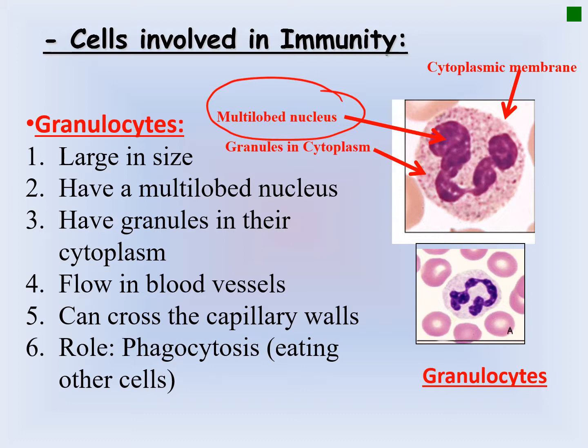Another type of cells involved in immunity are the granulocytes. Granulocytes have an important role in immunity. They have a multi-lobed nucleus and granules in the cytoplasm. That is why they have the name granulocytes. They are large in size, with a multi-lobed nucleus, as we said, and granules in the cytoplasm. They can flow in blood vessels. They can cross the capillary walls, and they have a role in phagocytosis, meaning eating other cells.